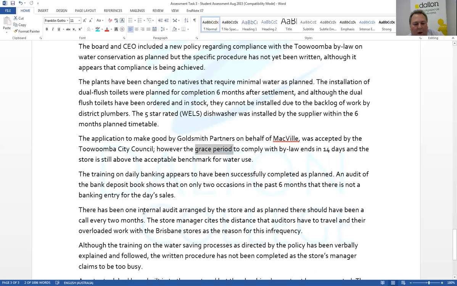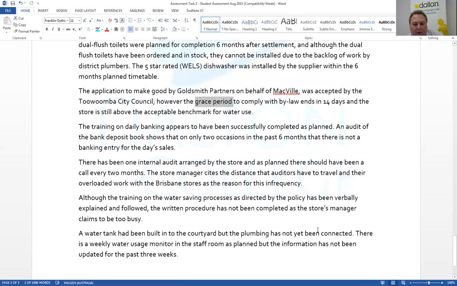There's been 1 internal audit arranged by the store, and as planned, there should have been a call every 2 months. The store manager cites the distance that auditors have to travel and their overloaded work with the Brisbane stores as the reason for this infrequency. Although the training on the water saving process as directed by the policy has been verbally explained to follow, the written procedure has not been completed as the store's manager claims to be too busy.